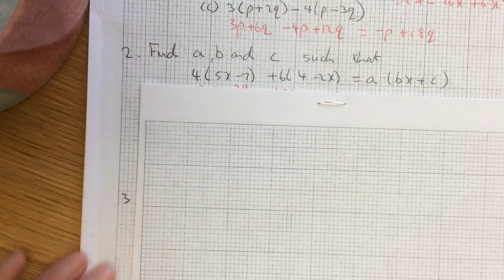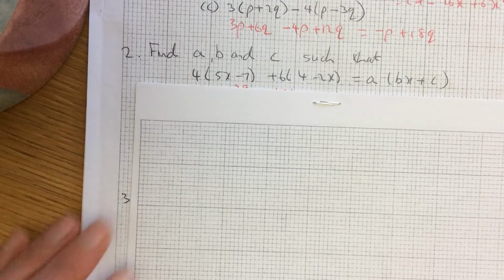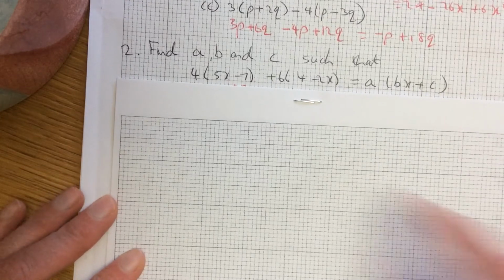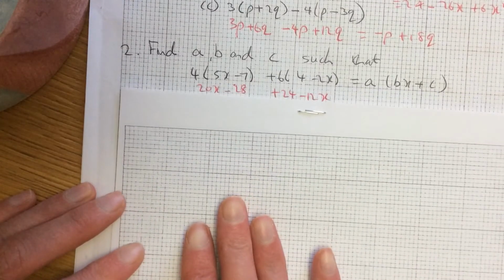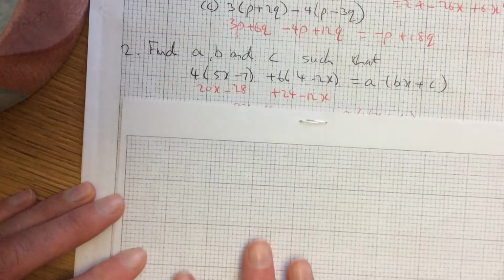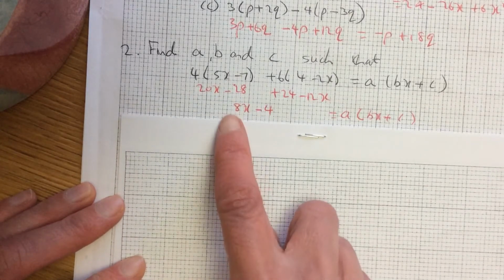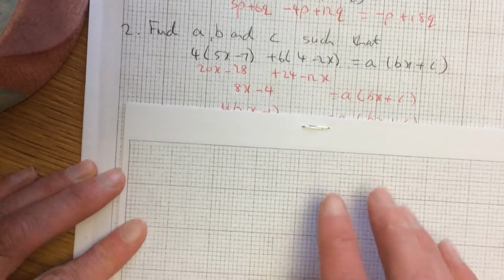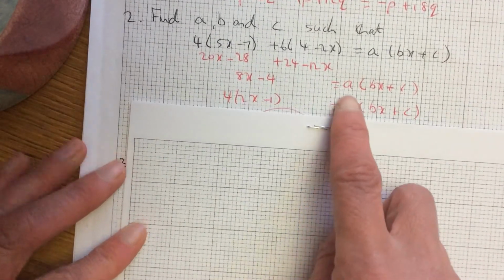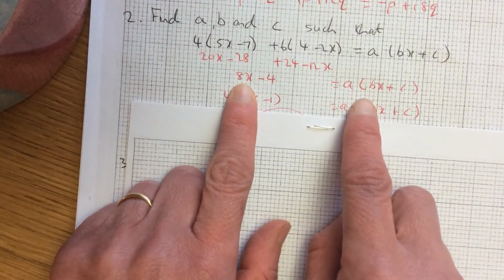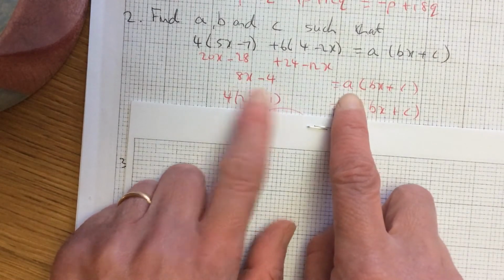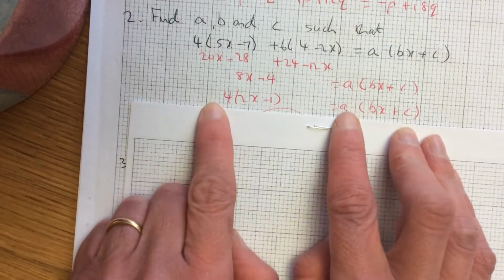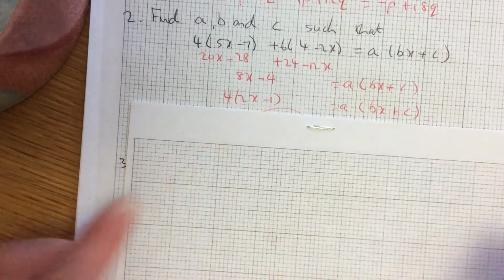Number 2 is a really strange question. Find A, B, and C such that this is true. First thing I'm going to do, times out the bracket on this side. Then I'm going to tidy that up. So it's 8x minus 4. Now equals this side. I want these to match up. So this has been factorised. If I pull out a 4, I factorise this, and you see why they look similar. So A is 4, B is 2, C is minus 1.